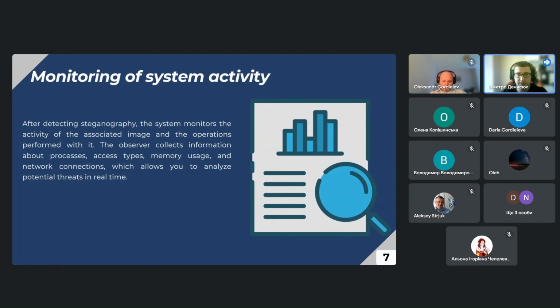After the CNN module detects possible steganography, the system starts to monitor the activity associated with this image. The observer module collects detailed information about the process, the interface, the file types opened, read, write, execute, system resource usage, and network connection status. This allows you to get a complete picture of the system behavior and detect potential malicious attacks.